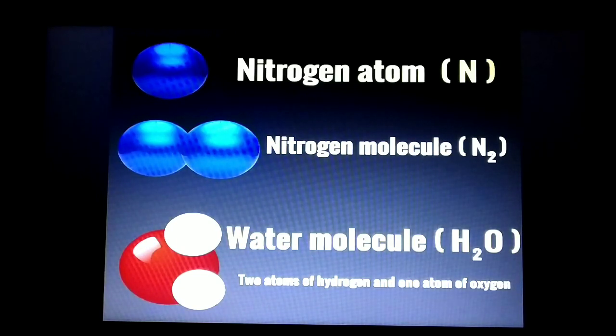Next we come to nitrogen. The first is a nitrogen atom, symbol capital N. The second is a nitrogen molecule, symbol N2. And the third is a water molecule, H2O. Here two atoms of hydrogen and one atom of oxygen have combined together to form water.